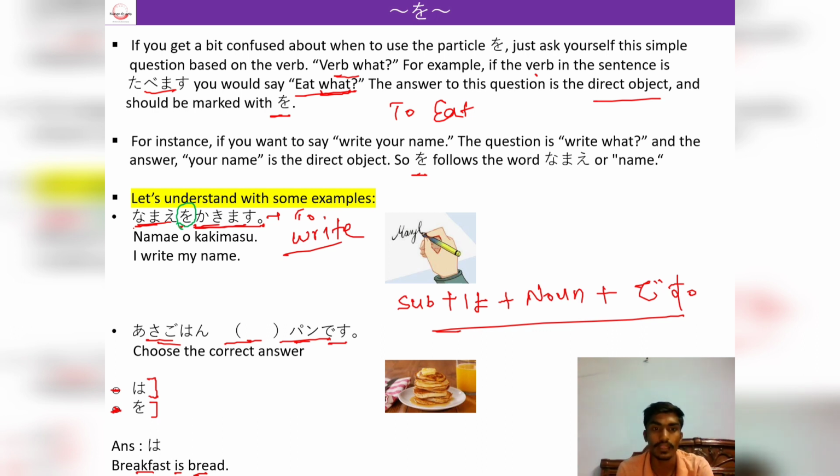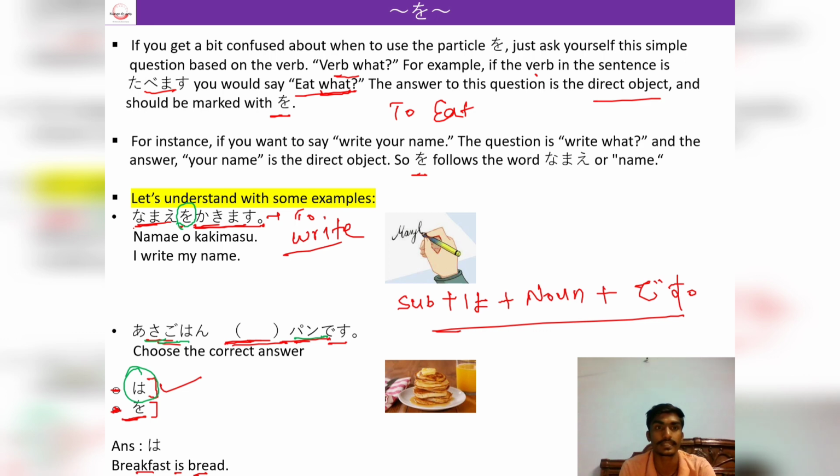So that's why our answer would be wa, because there is no action in this sentence. If there would be some action, then we will use the o particle. So this is our first exercise and our answer would be wa, because here we are simply talking about a subject, that is, what is the breakfast in the morning. So that's what it means, like it is telling that in the breakfast we will have bread.